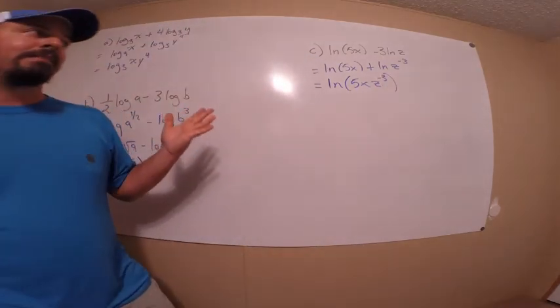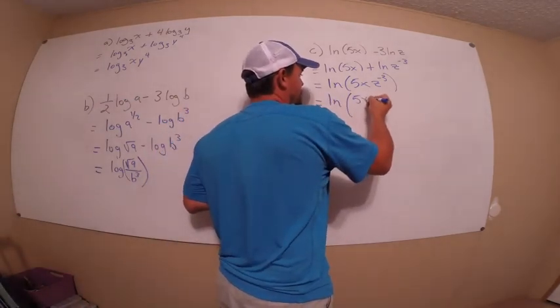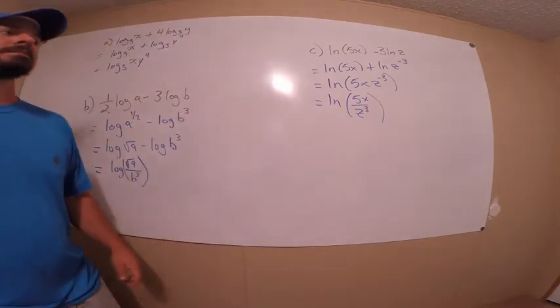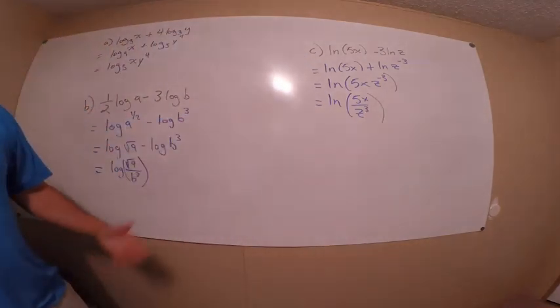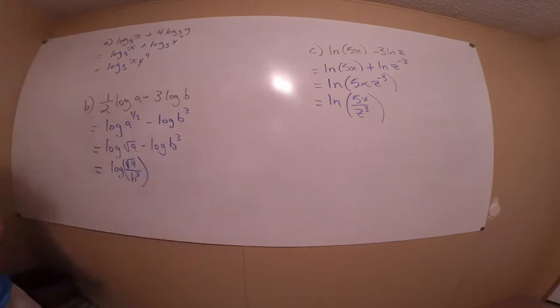I can't have a negative exponent. So what I need to do is write natural log of 5x, and bring that z to the 3rd to the bottom so that exponent can go back positive. And what I get is my answer, the natural log of 5x over z to the 3rd. And it's that simple.